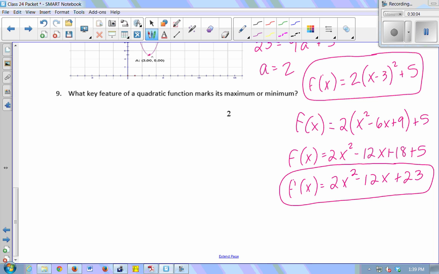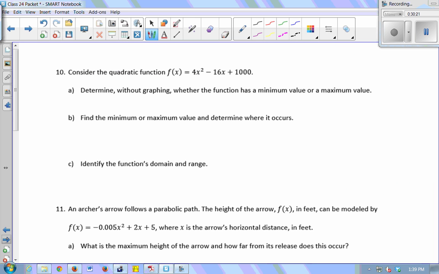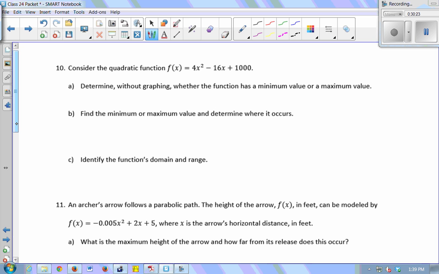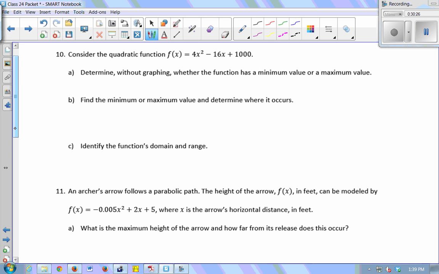All right, what key feature of a quadratic function marks its maximum or its minimum? The vertex. So whenever you're asked about finding maximum or minimum values and the function is quadratic, you just have to figure out where the vertex is. So here's a vanilla function, no context, just plain old f of x, 4x squared minus 16x plus 1,000. Without graphing, does this function have a minimum or a maximum value?